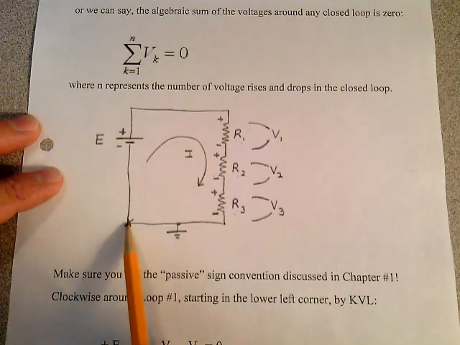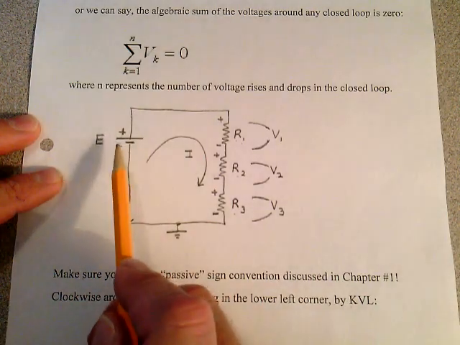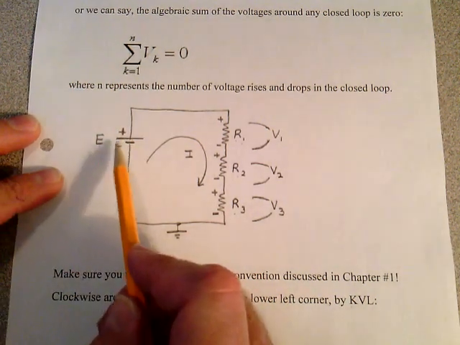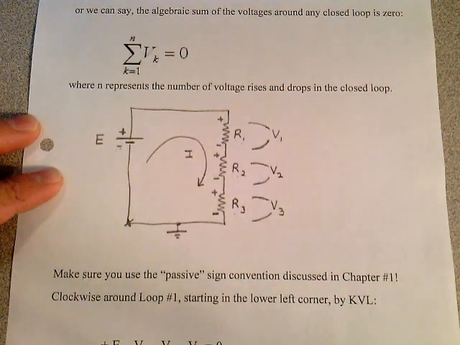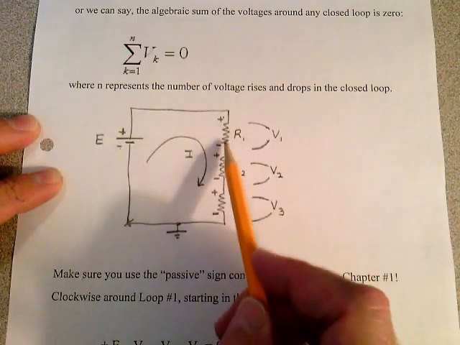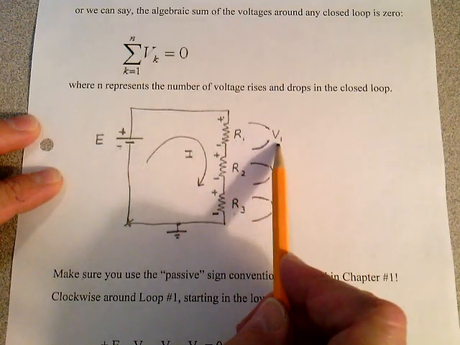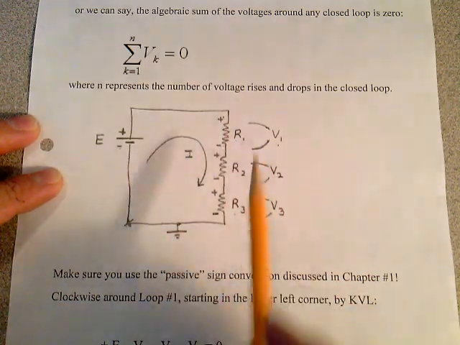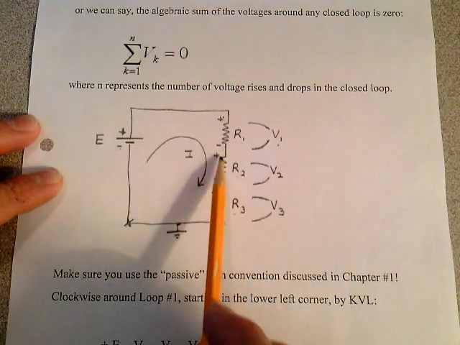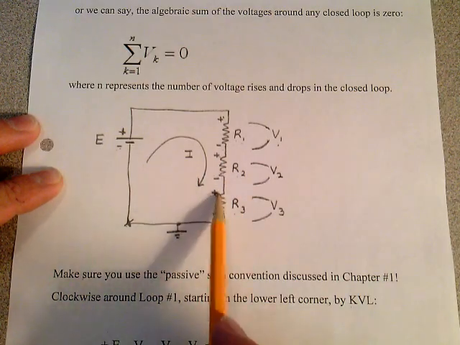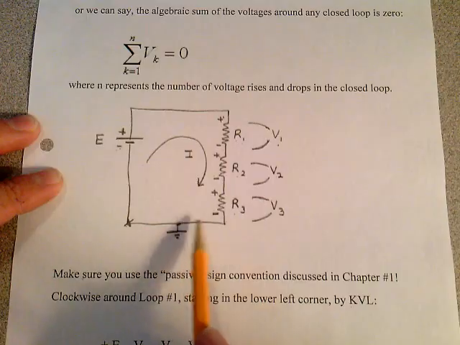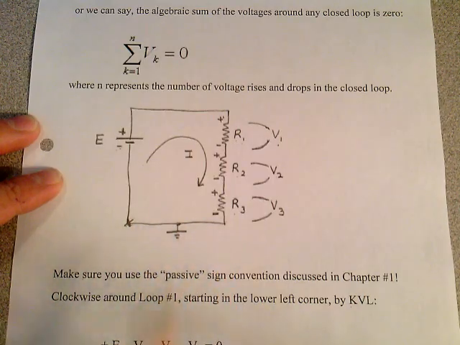So we're starting here at a 0 voltage reference, and we go up, plus E. Minus to plus, that's a rise. Plus E, minus V1, it's a drop, plus to minus. Minus V2, minus V3, and we're back to the ground reference. This is all the same point. So there's our first KVL equation.